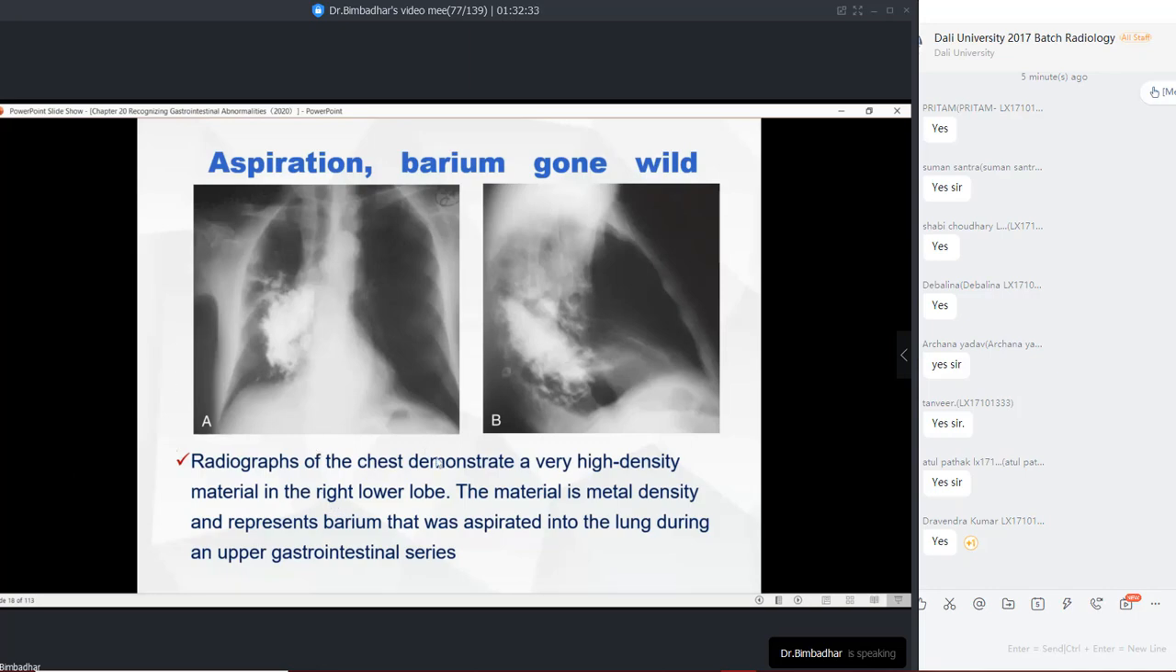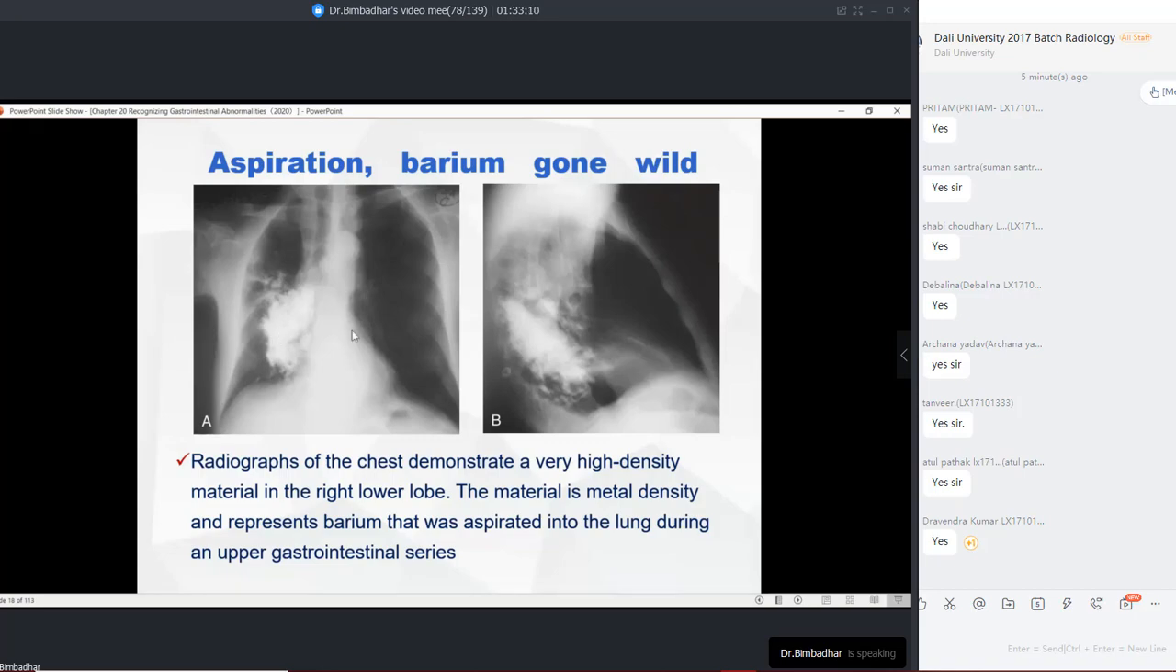In this image, we see a very high density, a wide opacity, present in the right lower lobe. Understand one thing here, this is not pneumonia. Pneumonia doesn't look like this. Pneumonia will have a hazy density, much lower than the barium contrast. Yes or no? So if I have given only this image, please do not misdiagnose it as pneumonia, because pneumonia has a fluid density, but this one looks much whiter than that. Yes or no?